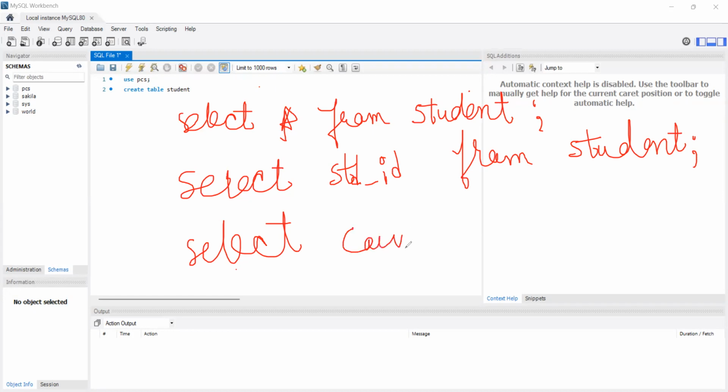The select count. So I told everyone that SQL is not like a programming language, think about English grammar. Okay, select count student ID from student.